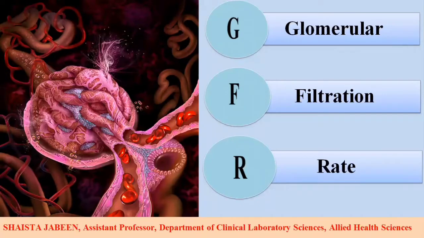This video is about glomerular filtration rate. So what is glomerular filtration rate? Glomerular filtration rate is the quantity or the amount of the filtrate produced by the glomerular capillaries. This quantity is used as an estimation for the normal functioning of the kidneys and the nephrons.